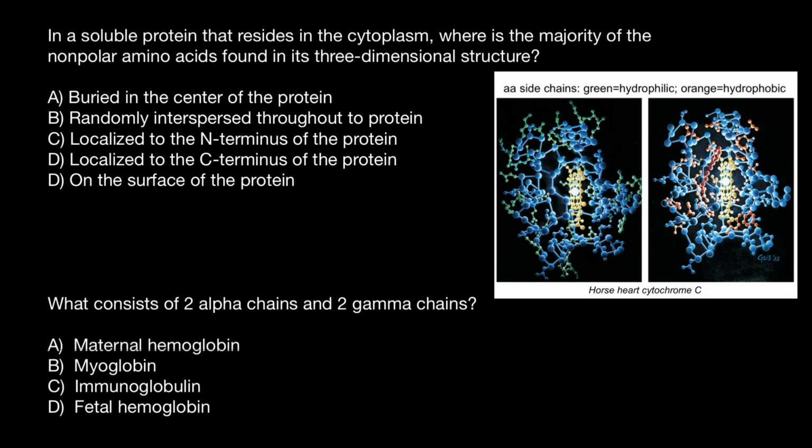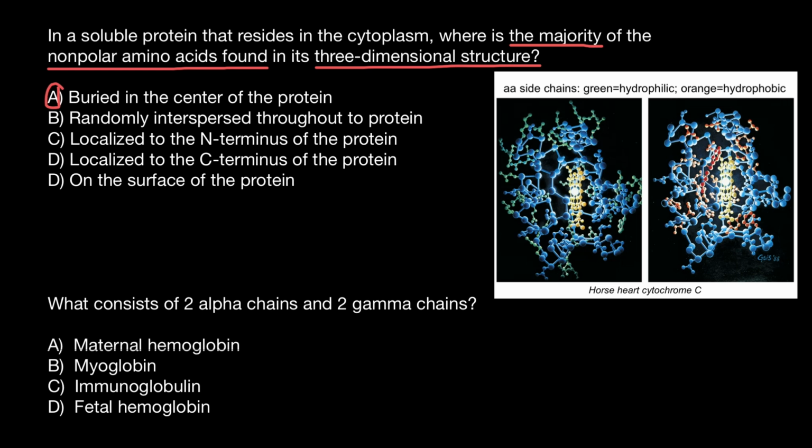And now we can choose the answer. As you see, the keyword here would be the majority. The majority of the non-polar amino acids found in the three-dimensional structure are buried in the center of the protein.